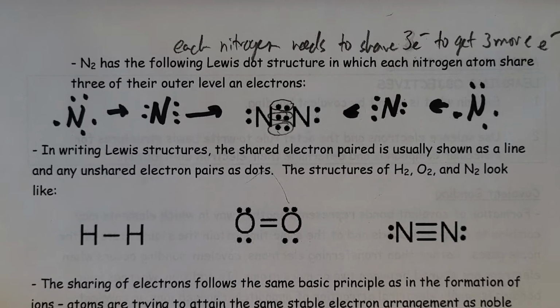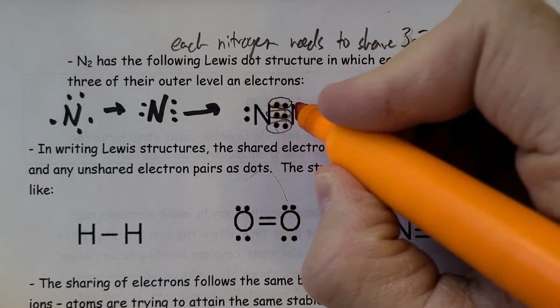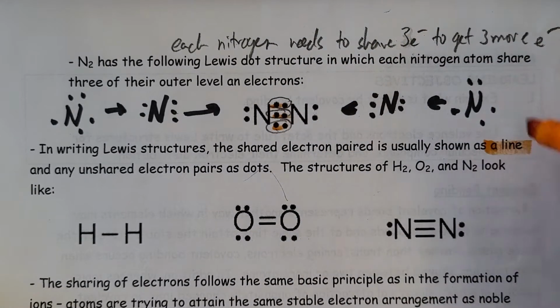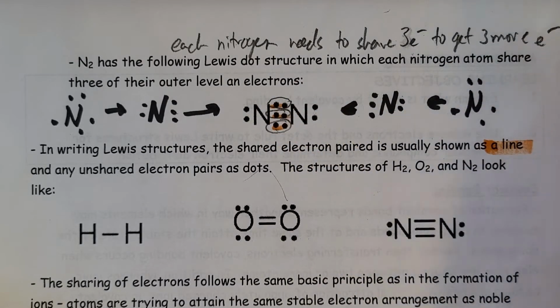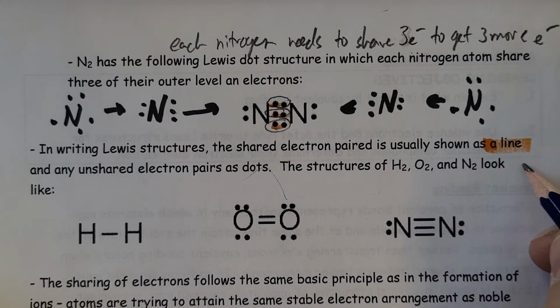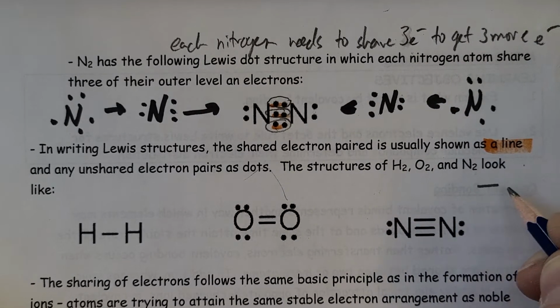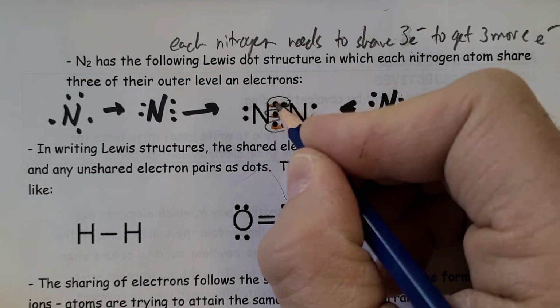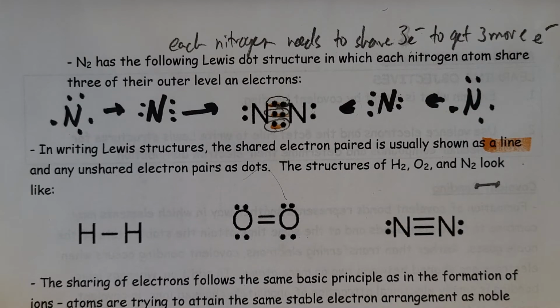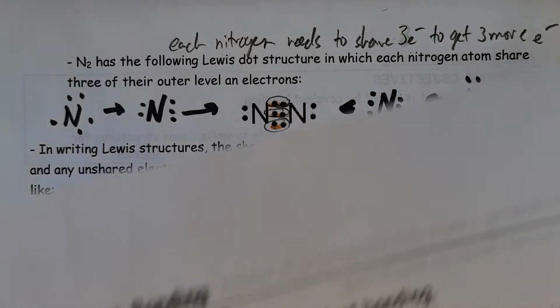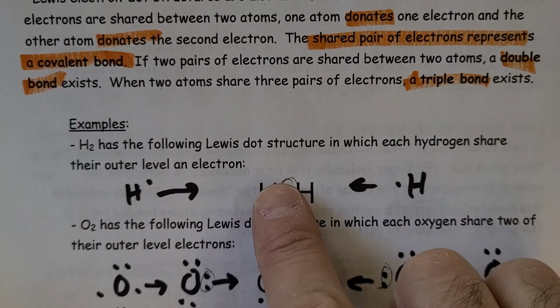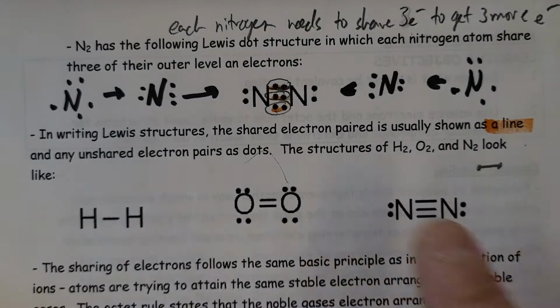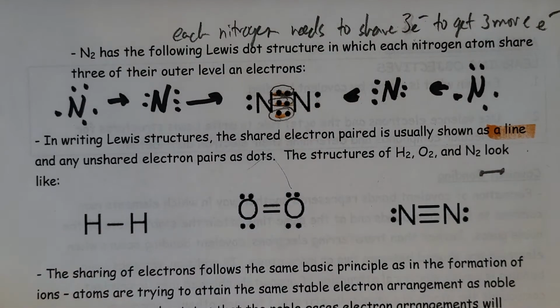Now you can see here in writing Lewis structures, the shared pair of electrons that I've circled here, so shared pair, shared pair, shared pair. Usually to make it a little easier on the eyes, it's illustrated as a line. So you could think of a line as being electron here, electron here, electron here, electron here. We could exchange that for a line. So if I look back at what hydrogen was, hydrogen just had 1 electron, so we could replace that with just simply a line in between.